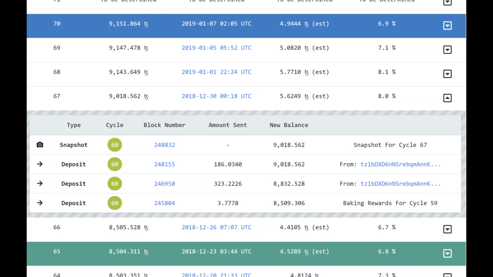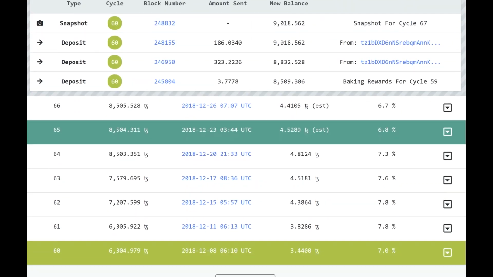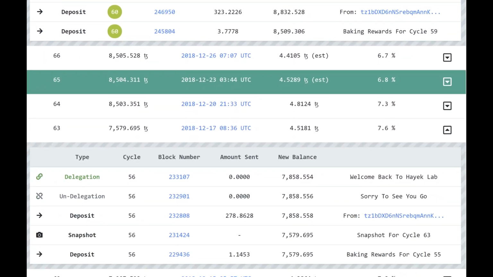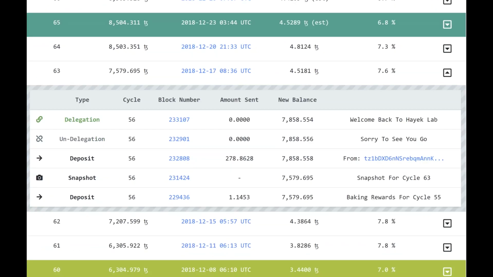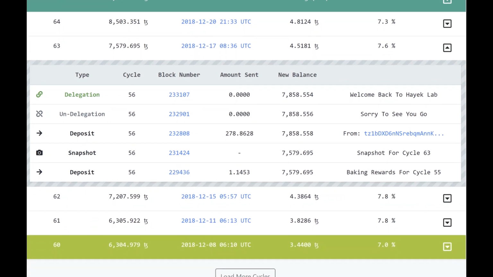Now let's take a look at cycle 63. This is a very interesting cycle for this delegator. We can see a deposit for baking rewards made for cycle 55, followed right after by a snapshot done in cycle 56 for cycle 63.